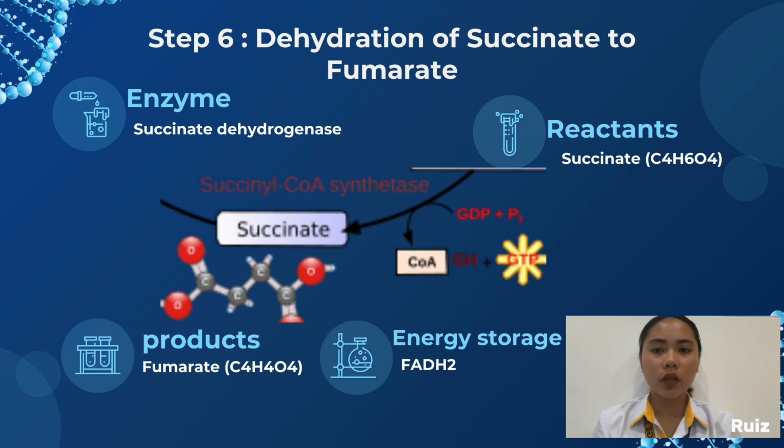Step 6, oxidation of succinate to fumarate. In this step, the molecule succinate, which was formed in step 5, is oxidized, meaning it loses electrons. The enzyme that catalyzes this reaction is called succinate dehydrogenase. During oxidation, succinate donates 2 electrons and 1 proton to the electron carrier FAD, reducing it to FADH2. FADH2 is an important energy carrier molecule that will later contribute to ATP production in the electron transport chain. As a result of this oxidation, succinate is transformed into fumarate, a 4-carbon compound.